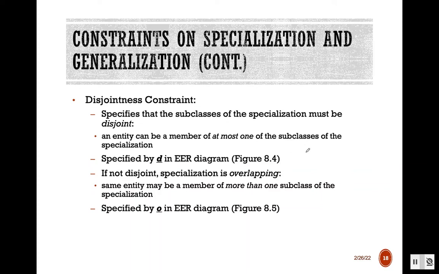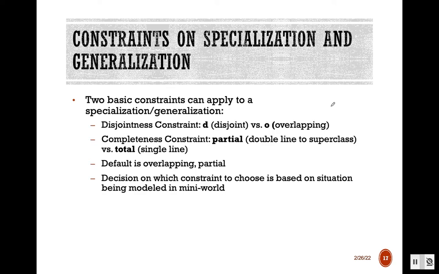Hello everyone. So in this segment we are going to see some constraints on specialization and generalization. We know that constraint means some rule, some restriction that we want to implement on something. So when we are doing specialization and generalization from an entity type, we can enforce some constraints on them. In specialization and generalization, we can implement two basic types of constraint.